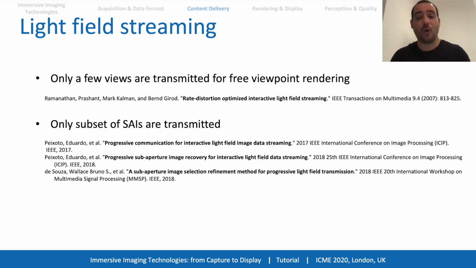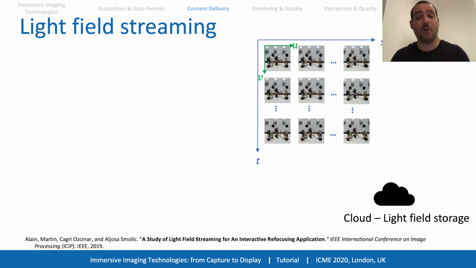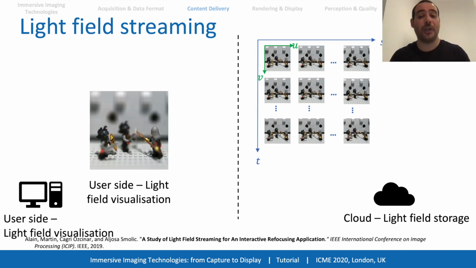In these works, only a subset of views is transmitted, assuming that transmission of full light fields will cause a substantial startup delay. Transmission delay is an important aspect in such interactive applications. By considering an interactive refocusing application, there are subaperture images at the server side. They can be stored at a cloud storage service. At the user side, the user interactively refocuses a given light field content.